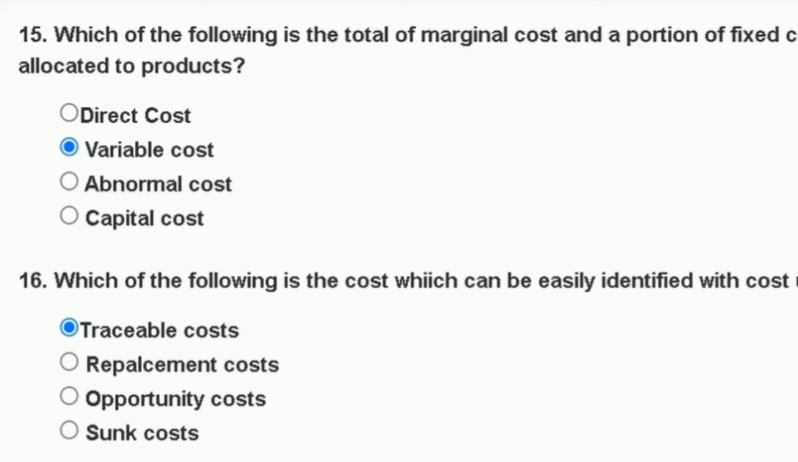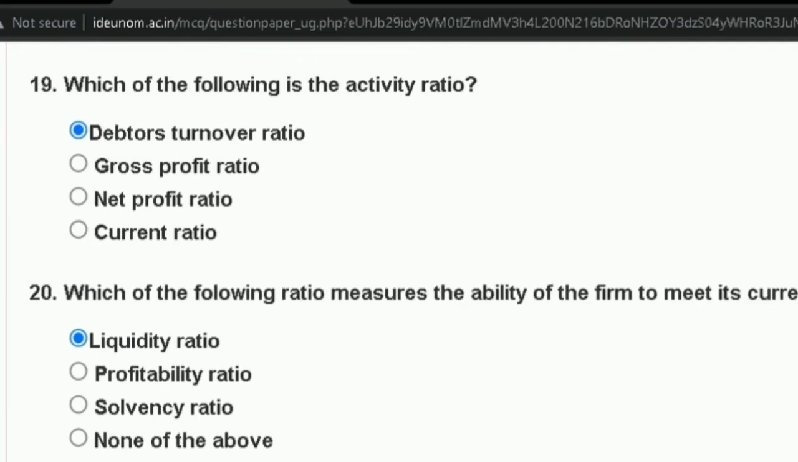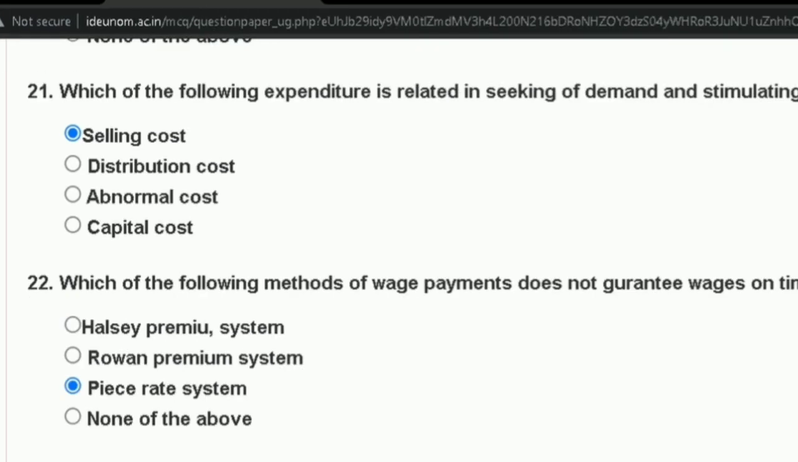16th one is option A, traceable cost. 17th is option D. 18th one is option A. 19th one is option A. 20 is option A, liquidity ratio. 21 is option A, selling cost.